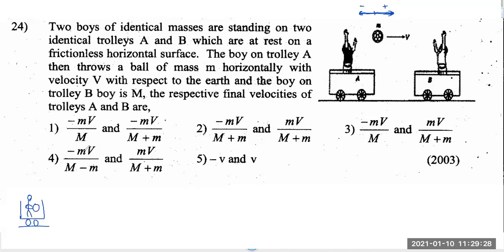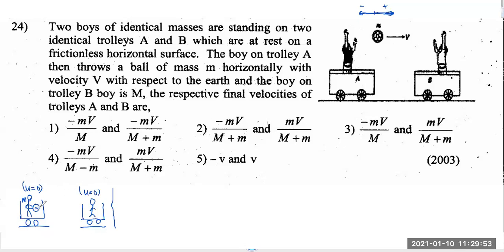He has the ball in his hand, and the mass of the ball is small m. Mass of the boy with the trolley is capital M. This is how it is. And the other boy, I'll just draw him. He's at rest. He's not doing anything. This is the first step: everything is at rest. Zero momentum in the whole system.